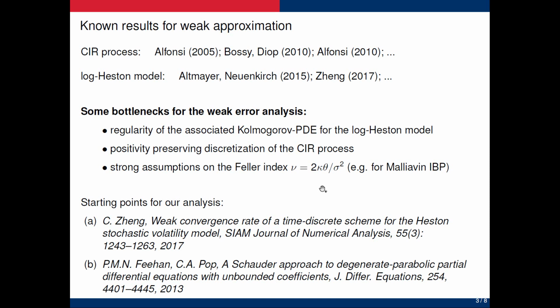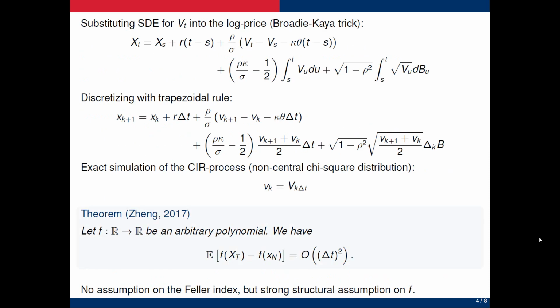The starting point of our analysis now were the articles of Zhang and Van Haastrecht and Pelsser. I will present the main results of the article from Zhang on the next slide. Van Haastrecht and Pelsser provided regularity estimates for the Kolmogorov PDE of the log-Heston model. Now I'm coming back to the Heston SDEs. We can substitute the SDE for V_t into the log price process. This looks now like this.